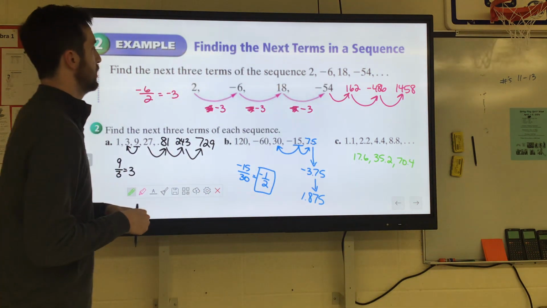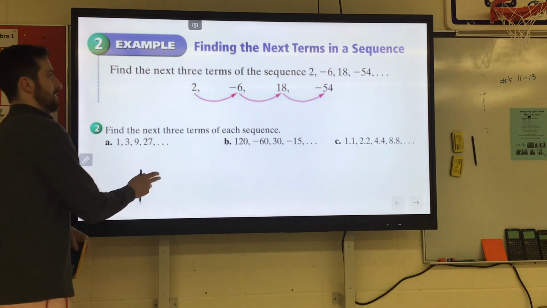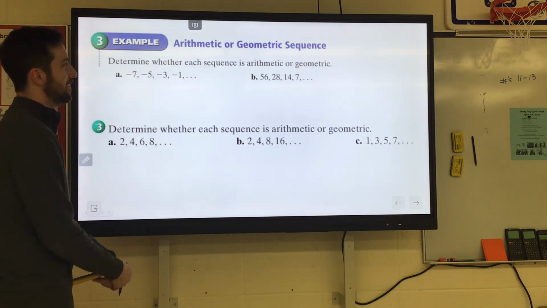Fantastic. Look at us just having fun. Oh, geometric sequences, you're a true delight.